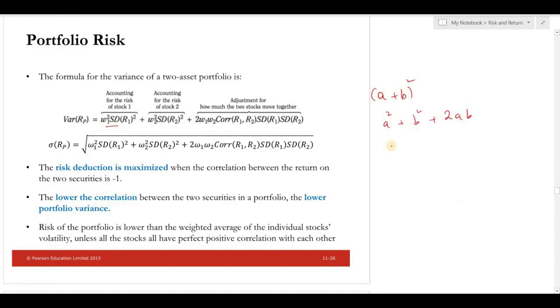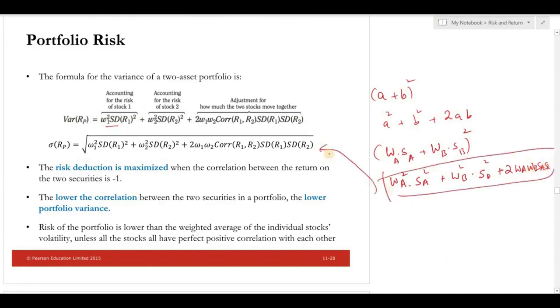So if I say weight of A, standard deviation of A, plus weight of B, standard deviation of B, square, can you do that? So you will write W A square standard deviation of A square plus weight of B square standard deviation of B square plus 2 weight of A, weight of B, standard deviation of A, standard deviation of B. This is the formula used for the portfolio. But we have to adjust one more thing, that is, multiply by the correlation of A and B. That is the extra thing that you need to do.